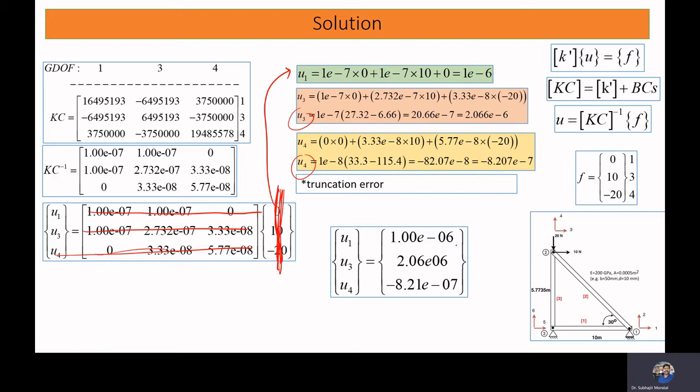So now here you can see this is the value we obtain. That is your U1, U3, and U4. This is the way we can solve, and we can obtain U1, U3, and U4. Now we'll try to see what other alternative we have.